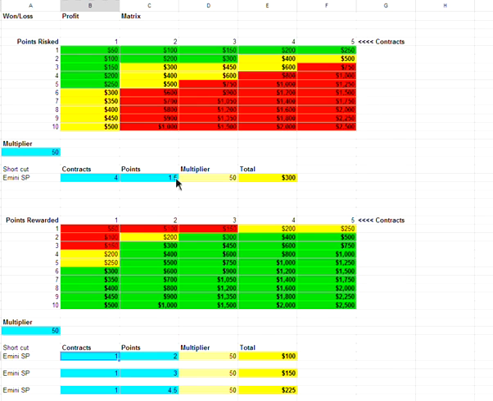The multiplier is 50, so whatever you want to use for your contracts, you can always do a shortcut. Put it here. So 4 contracts times 1.5 points, if that's the way you're playing, either for or against, that's a $300 risk or reward based on 1.5 points.